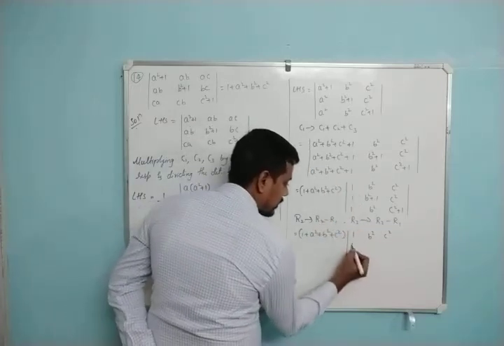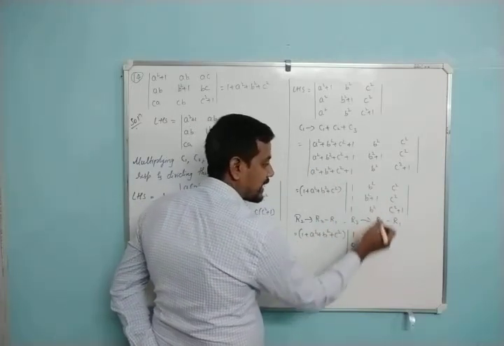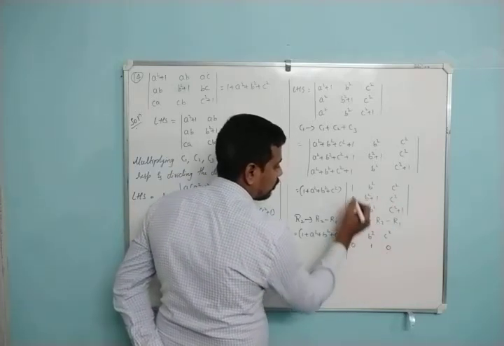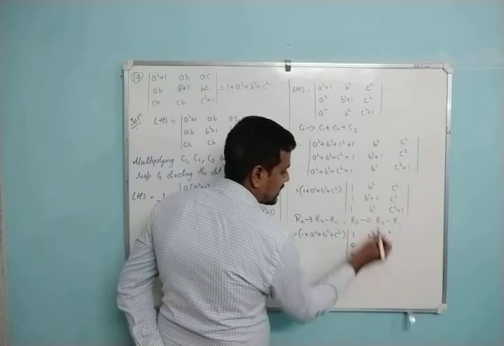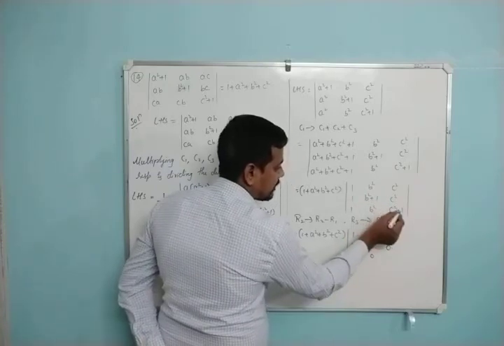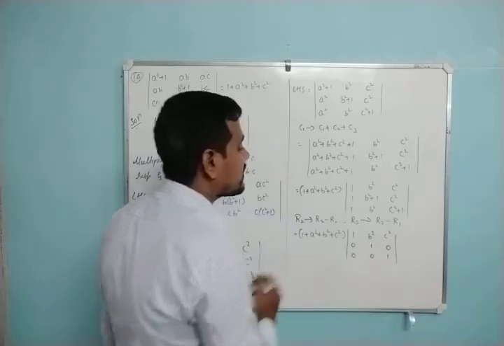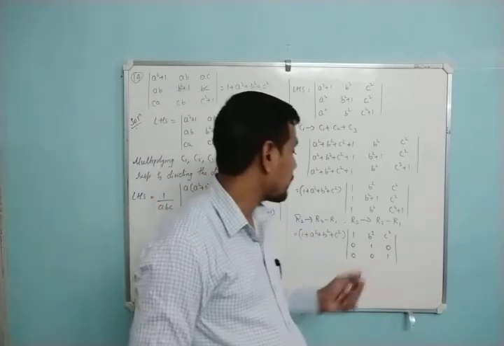1 minus 1 is 0. b square plus 1 minus b square, so it is 1. c square minus c square is 0. 1 minus 1 is 0. b square minus b square is 0. c square plus 1 minus c square, it will be 1. So now it is very simple, right? It is very simple to expand.